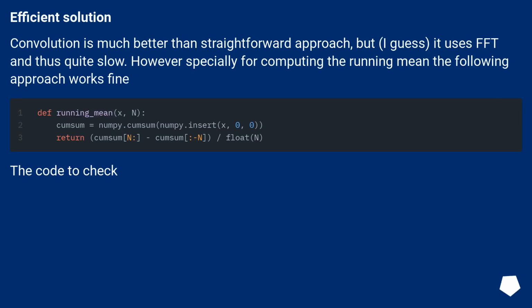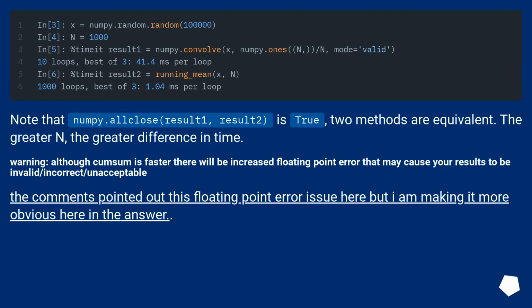Efficient solution. Convolution is much better than the straightforward approach, but, I guess, it uses FFT and thus is quite slow. However, especially for computing the running mean, the following approach works fine. The code to check. Note that numpy.allclose(result1, result2) is true. Two methods are equivalent. The greater n, the greater the difference in time.